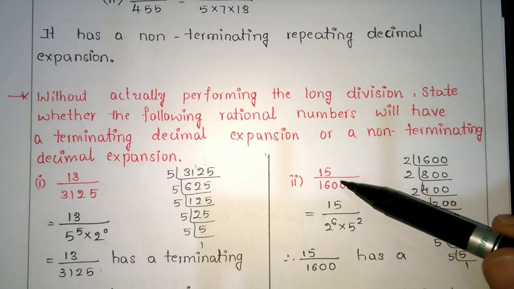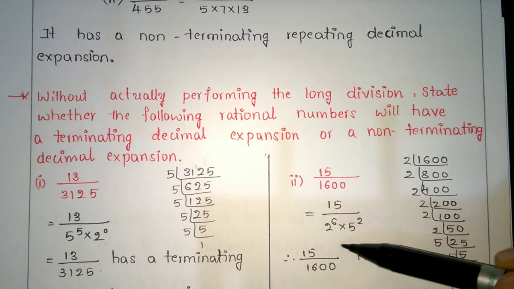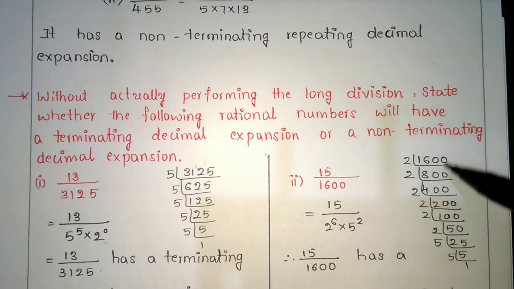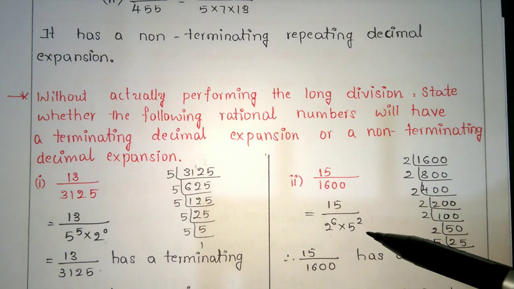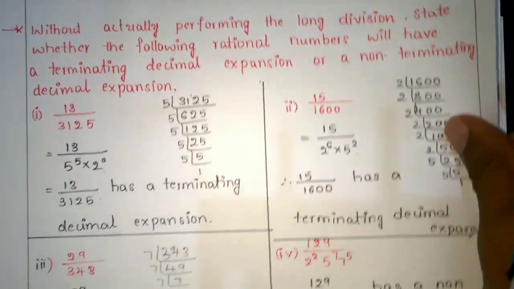So one more, 15 by 1600. 15 divided by 2 power 6 into 5 power 2. When you do the prime factorization, you get 2 power 6 and 5 power 2. So you see that it is 2 power n, 5 power m. So it has a terminating decimal expansion.